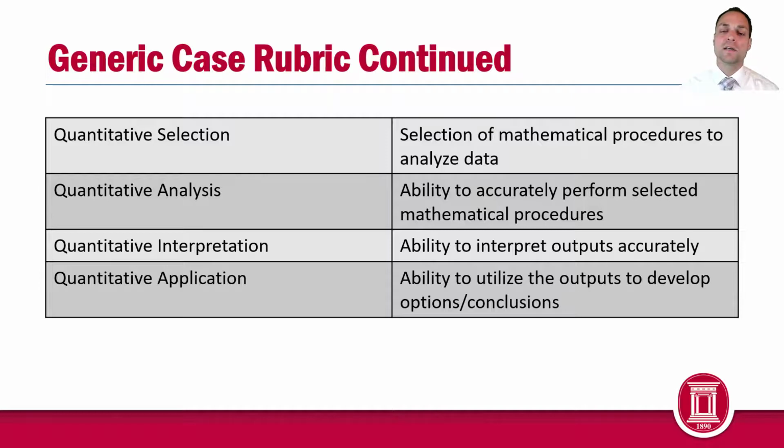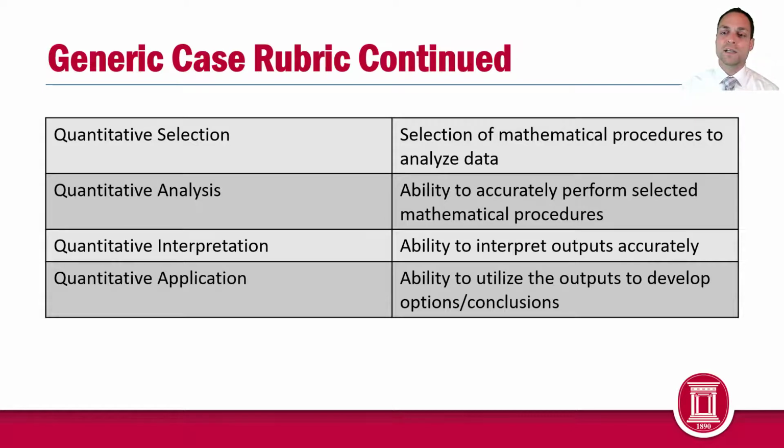Quantitative analysis. With this, we're looking to see whether or not you have accurately computed whatever you intended to do. So, for example, if you tell me that you wanted to value a particular firm using the APV model, and you may have chosen the right option, but it is clear from your outputs or from your computations that it was not performed accurately, or for capital budgeting, that it was not performed accurately, that is where this line item is going to come into play.